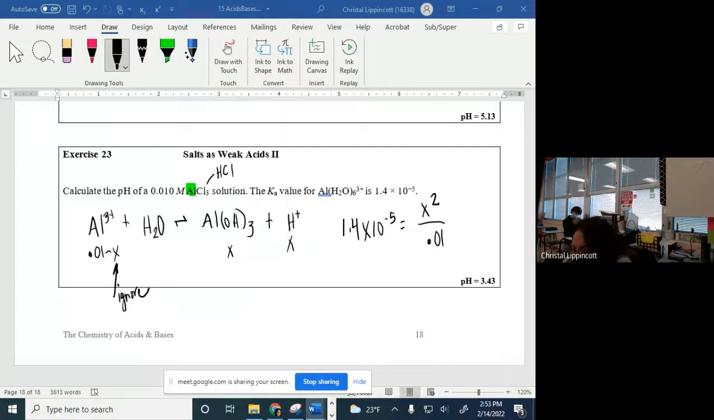All right. So then I multiply by 0.01 and then take the square root, and that gives me 3.7 times 10 to the minus 4. That's molar H plus. And if I take the negative log of that, that is what I get.